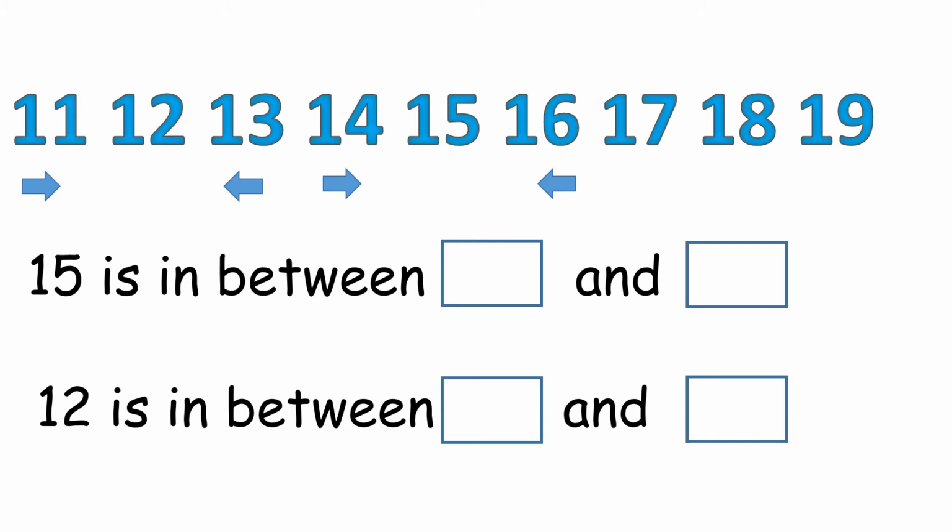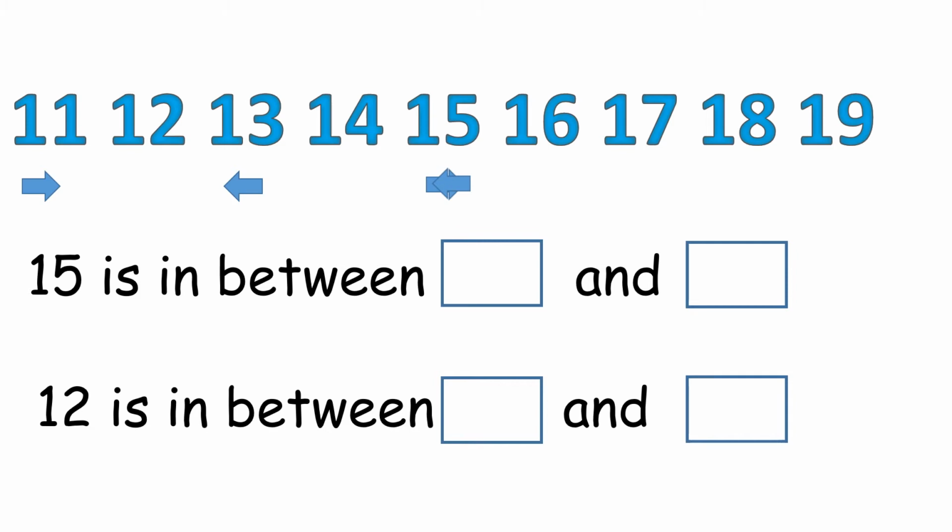Shall we start? I want you to observe the arrows, okay? The arrow was on 14, it moved forward. The arrow which was on 16 moved backward. Now on which number are the arrows? On number 15. You're correct. So we can say 15 is in between number 14 and number 16, right?